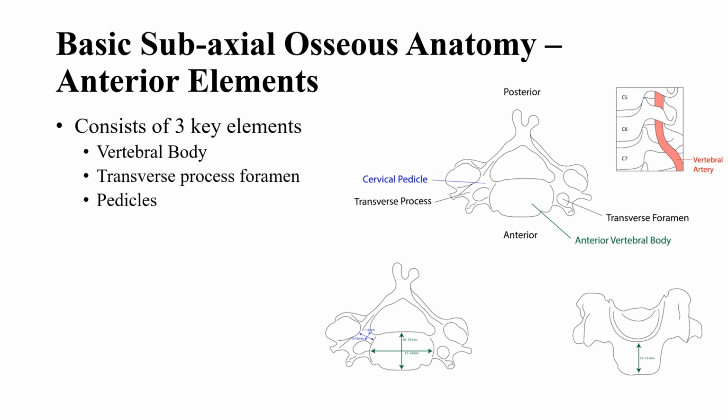Basic subaxial osseous anatomy, the anterior elements. The subaxial spine consists of a similar structural motif that is carried through each level. Anteriorly, there is a vertebral body, which ranges from 15 millimeters to 25 millimeters in width, 10 millimeters to 15 millimeters in depth, and 10 to 15 millimeters in height. This is flanked bilaterally at the posterior aspect of the vertebra by diminutive bridges of bone referred to as the cervical pedicles, which connect the vertebral body to the lateral masses and the posterior elements. The cervical pedicles typically range from 1 to 1.5 millimeters in length and 5 to 10 millimeters in width.